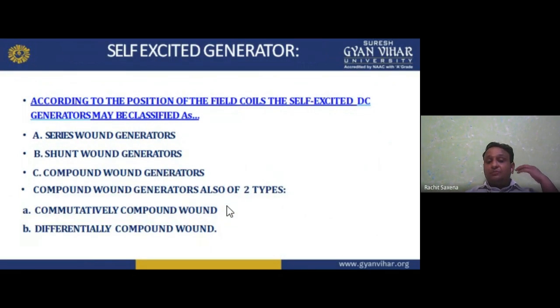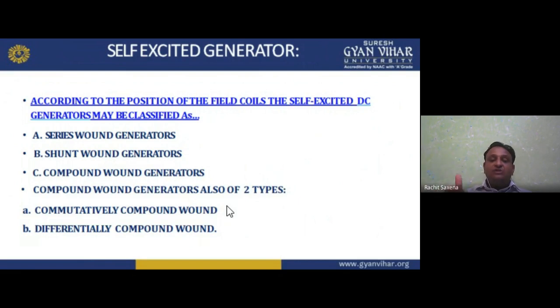Now if I am talking about the self-excited DC generators, according to the position of the field coils, the self-excited DC generators may be classified as follows. First, connecting the field winding in series with the armature winding, it is a series wound generator. Connecting the field winding in parallel or shunt to the armature winding is known as a shunt wound generator. Connecting both, series and shunt, we call it a compound wound generator.